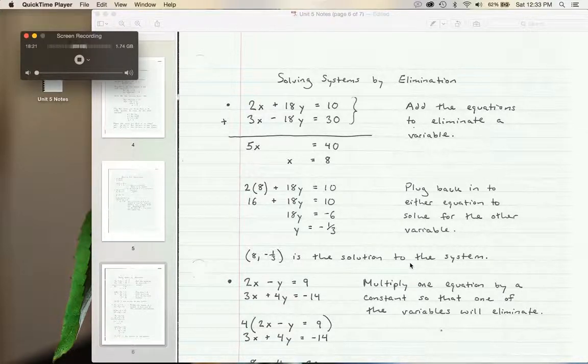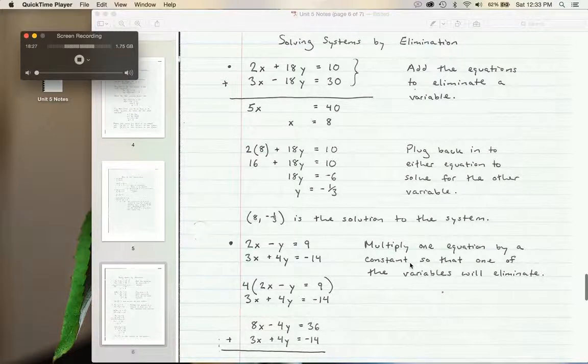Sometimes the method of elimination will not run so smoothly right from the beginning. There's kind of a case that looks like this. This next example, 2x minus y equals 9 and 3x plus 4y equals negative 14. In this case, you'll notice that we don't have matching coefficients on any terms, okay? 2 and 3 aren't going to cancel out. Neither is negative 1 and 4, and neither is 9 and negative 14.